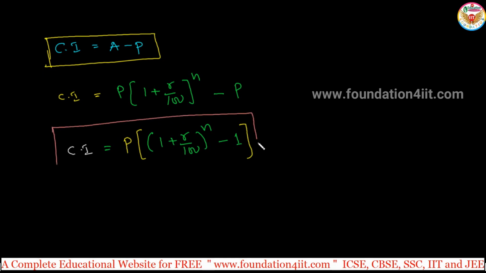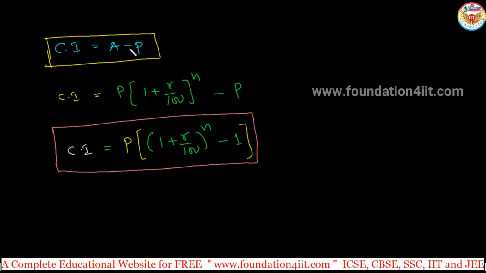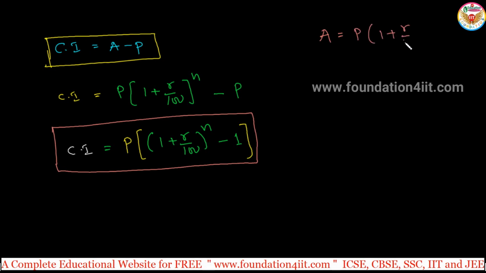Compound interest is equal to, the same answer will come anyhow. Instead of applying this directly, compound interest is equal to amount minus principal. First you can calculate the amount. There is one option: amount is equal to P into 1 plus r by 100 to the power n. Then compound interest is equal to A minus P, or directly you can substitute in this formula to find the compound interest straight away.